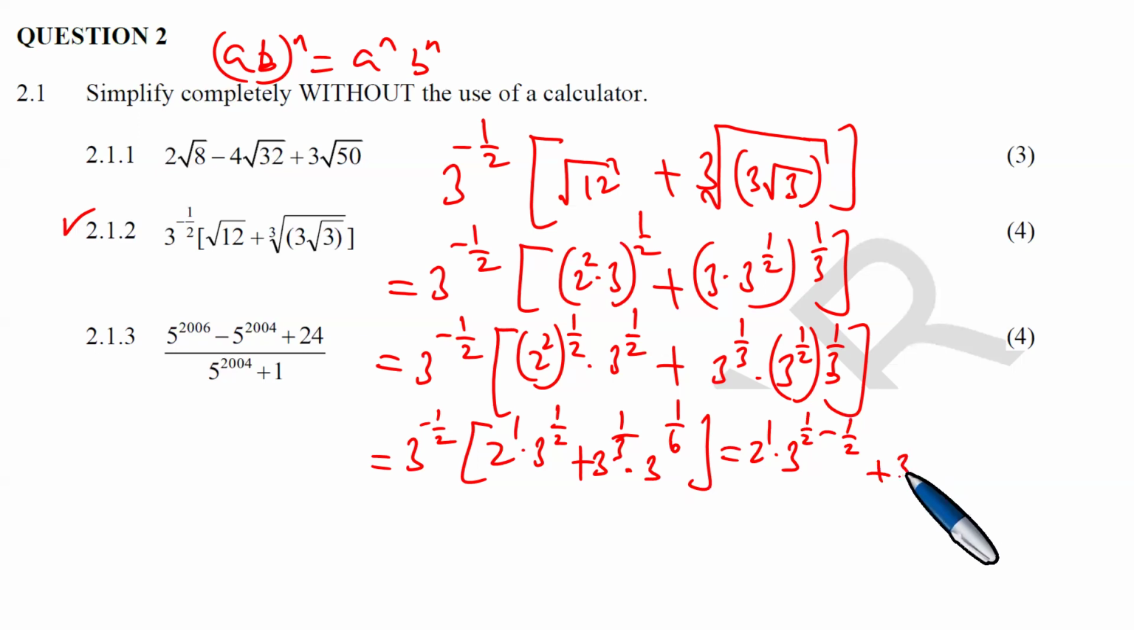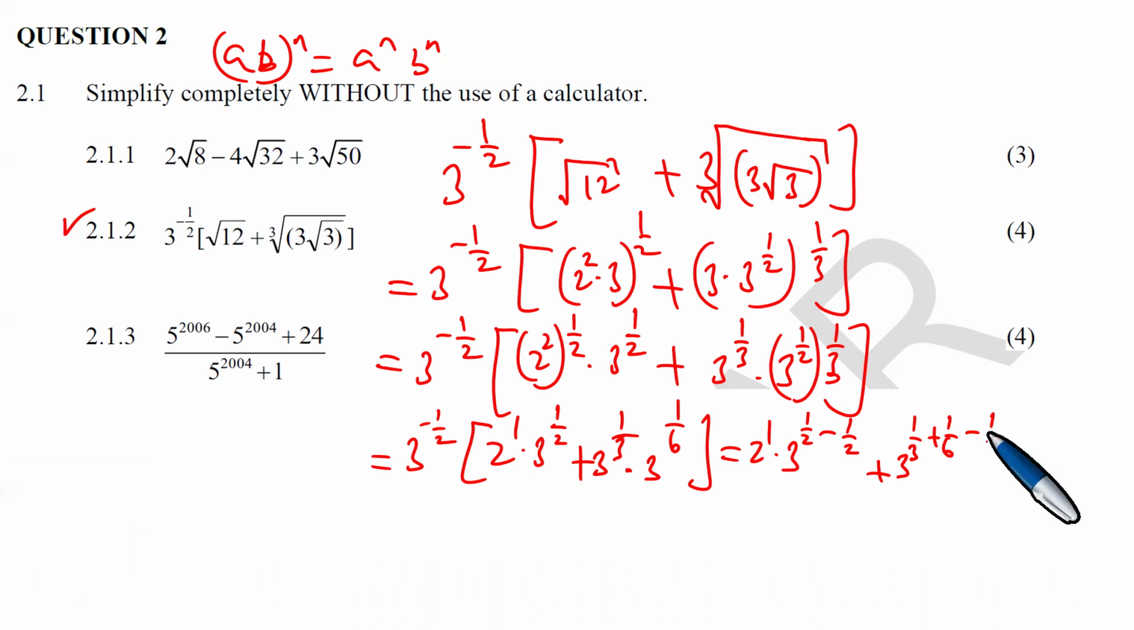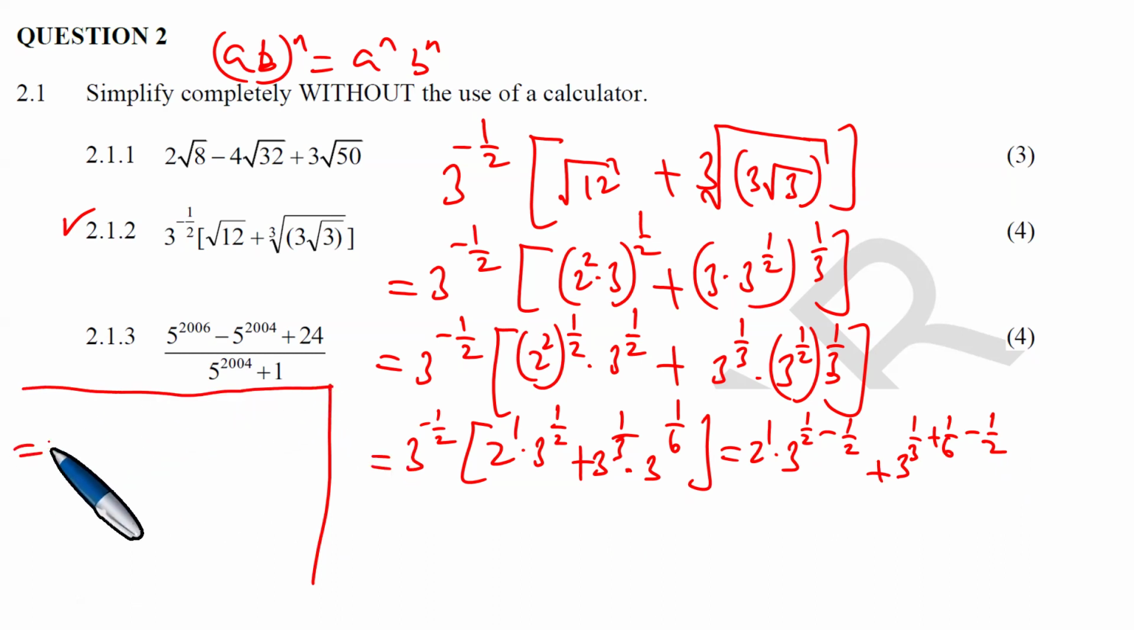And then you have 3 to the power. Obviously here the bases are the same. If the bases are the same, you add the exponents. You have 1/3, 1/6 minus 1/2. 1/3, 1/6 minus 1/2. Okay, we continue. So this is 2 to the power 1, 3 to the power 0, because 1/2 minus 1/2 is 0, plus 3 to the power. Okay, you have everything here.